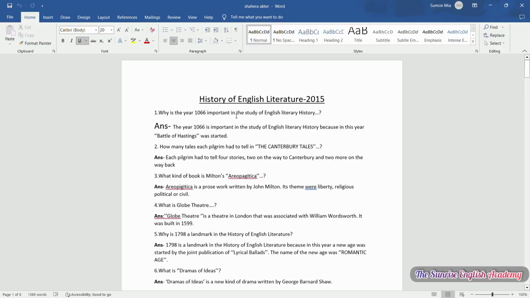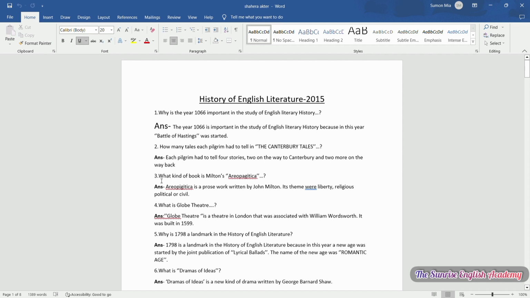Why is 1066 important in the study of English literature? Answer: The year 1066 is important in the study of English literary history because in this year the Battle of Hastings was started. 2. How many tales did each pilgrim have to tell in Canterbury Tales? Answer: Each pilgrim had to tell 4 stories, 2 on the way to Canterbury and 2 on the way back.